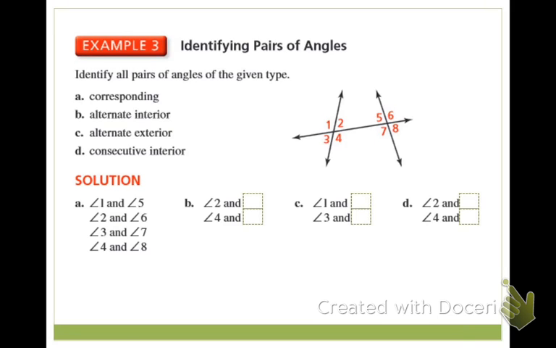Now it asks for alternate interior. Okay, so how can I see what's interior and what's exterior? Draw my box. Okay, so here's my box. So I want what's on the interior, which would be these angles. And then they need to alternate across what? The transversal, which would be this line. Here's your transversal. All right, so what is angle, oh, I already have it started. Angle 2, what does that alternate with? 7. Angle 7. So angle 2, angle 7. Angle 4 and angle 5. Good.